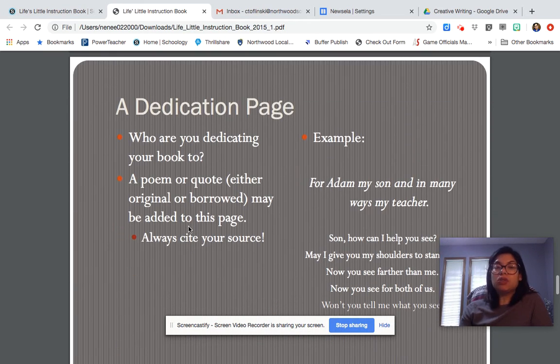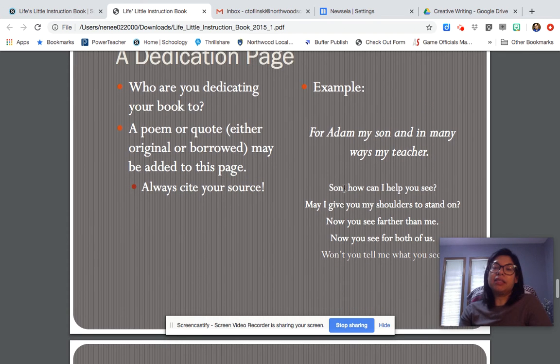You need a dedication page. So who are you going to dedicate your book to? It can be somebody that you know personally. It can be a group of people, whoever you want to dedicate it to. You might consider including a short poem or a quote to go along with it. On the right-hand side, you'll see the dedication that's in the actual book.